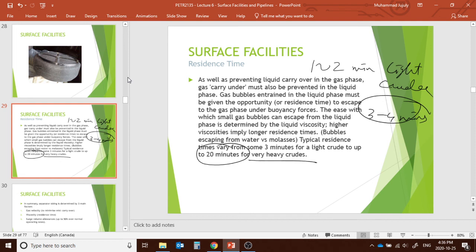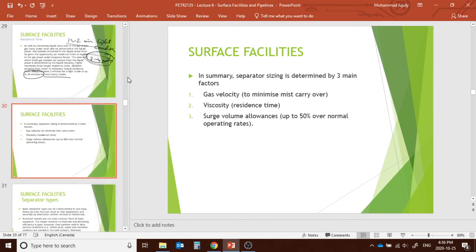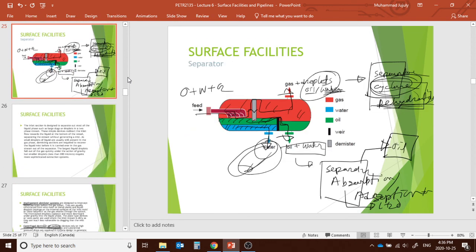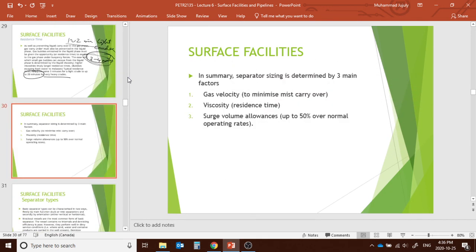But mostly 1 to 2 minutes for the light crude oil, 3 to 5 minutes for the heavy crude oil, something like that. All right, so in summary, the separator sizing depends on three main factors. One is the gas velocity: how much gas we can put in here, and what would be the outlet velocity of the gas. The viscosity or the residence time, and the surge volume allowance, up to 50% over normal operating rates. So these are the three factors we use for the separator sizing.